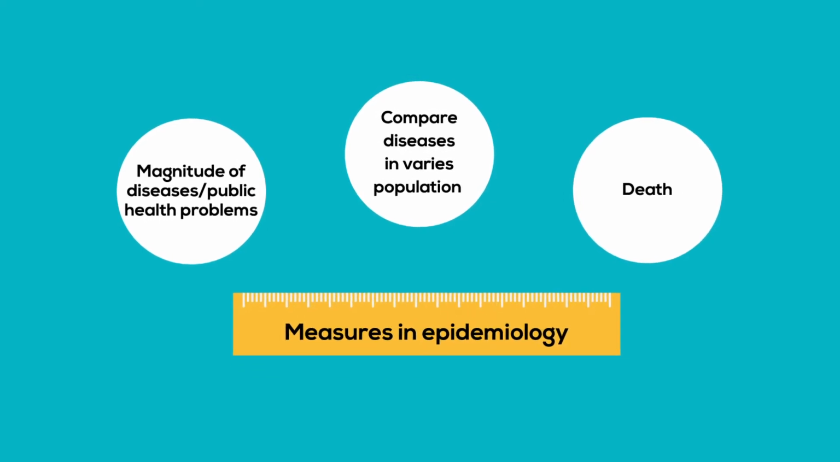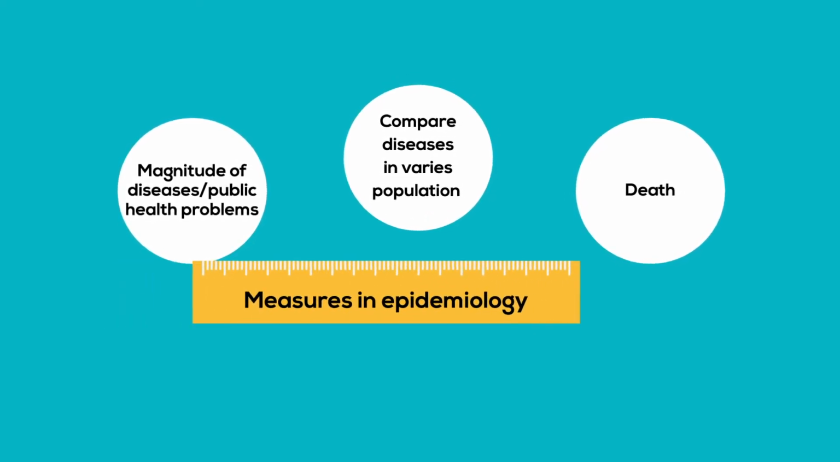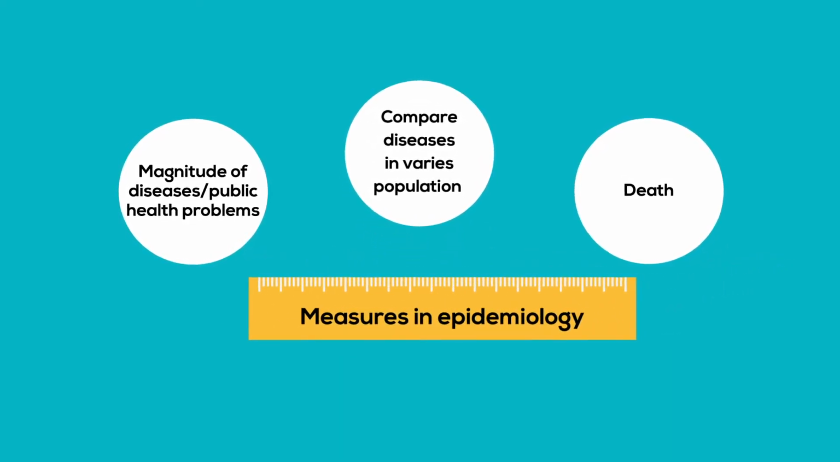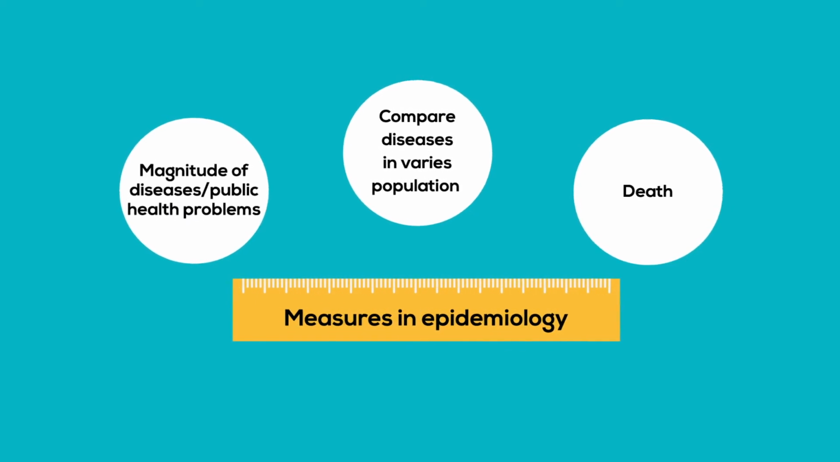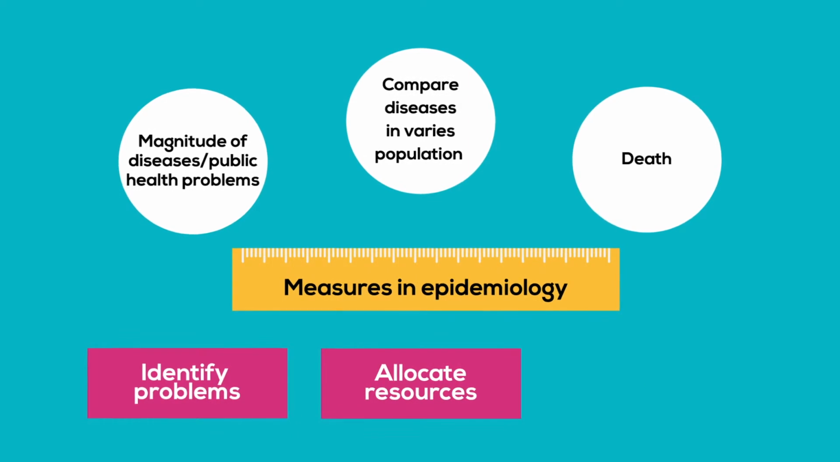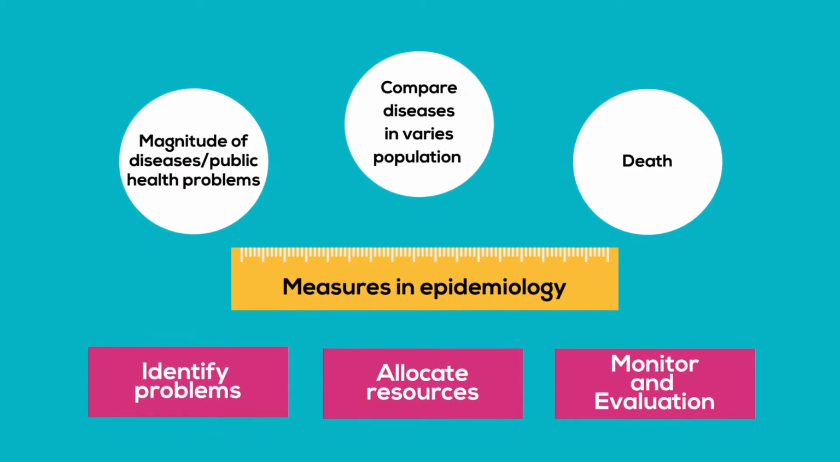Be able to compare disease occurrence among various populations. In order to examine the importance of a disease, we need to be able to measure the deaths from that disease. Measures in epidemiology will aid the public health sector to identify public health problems, allocate appropriate resources, and monitor and evaluate disease prevention and control programs.